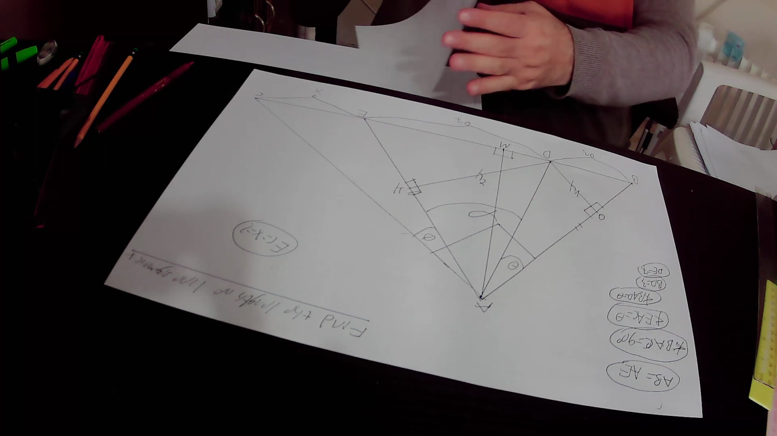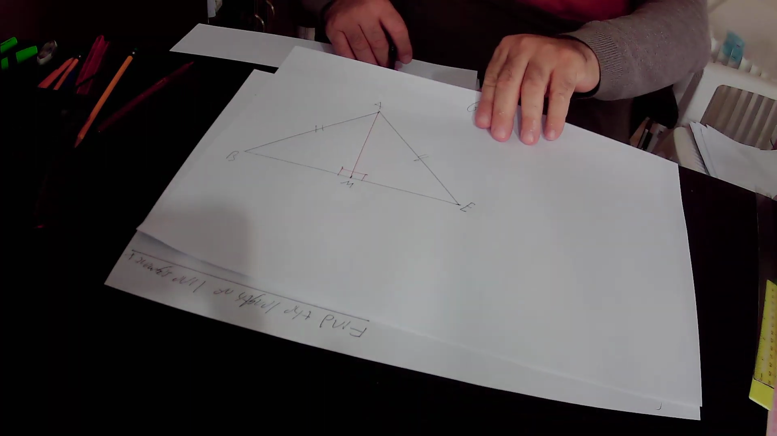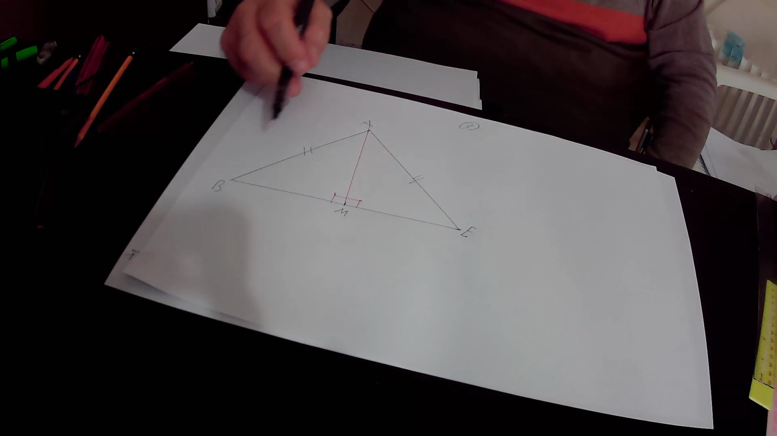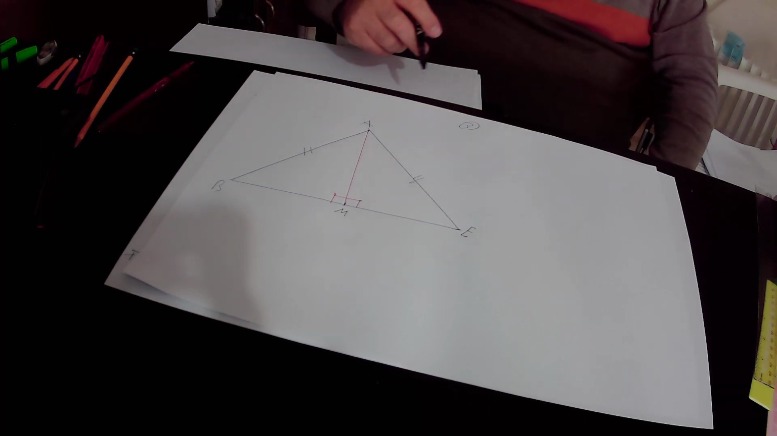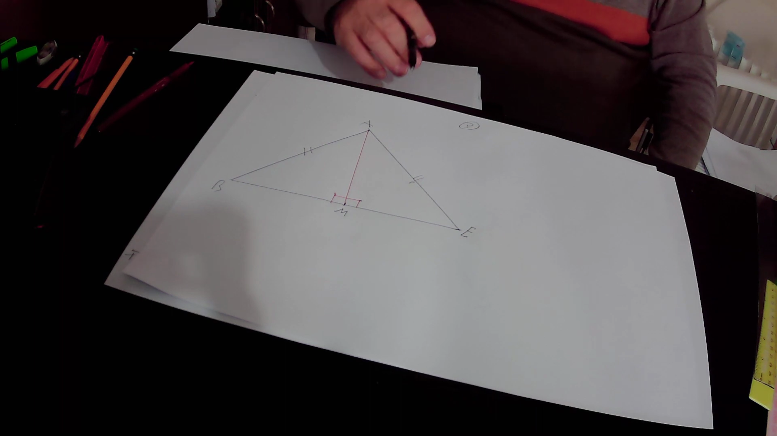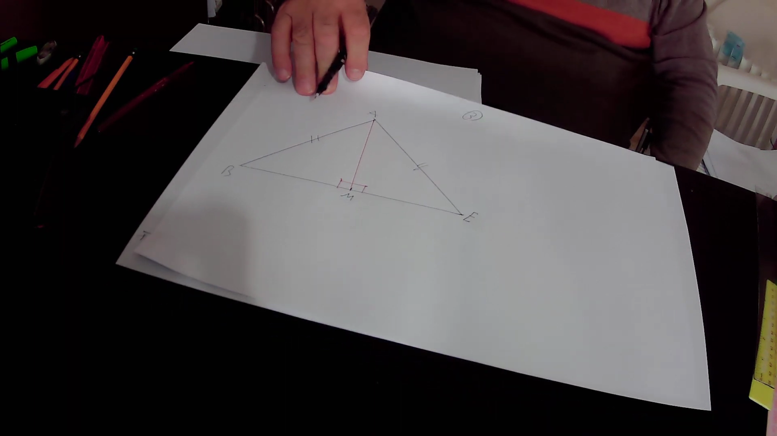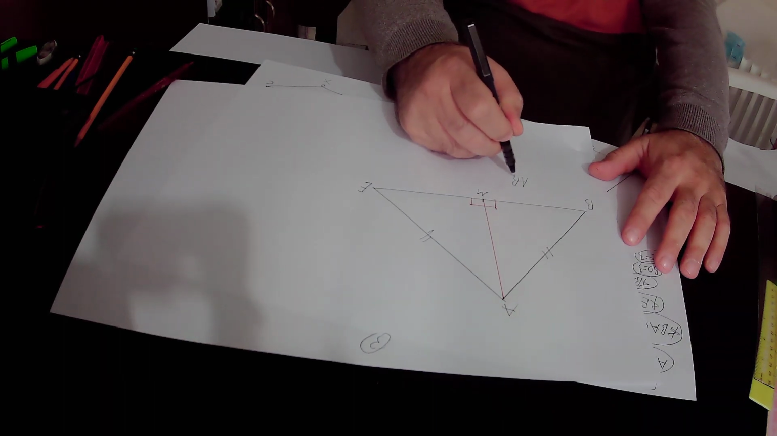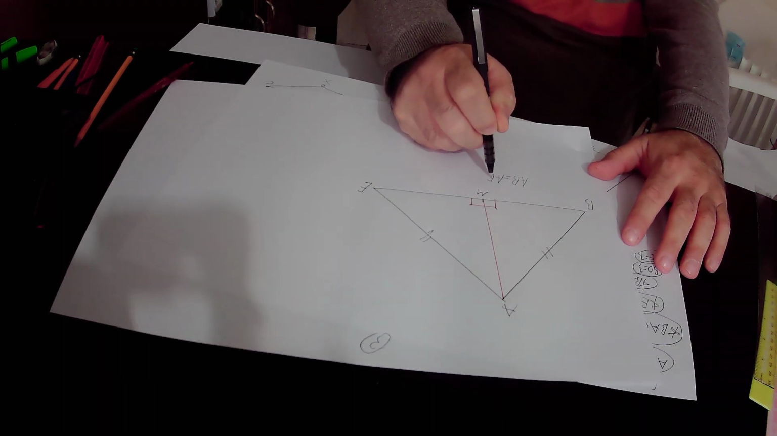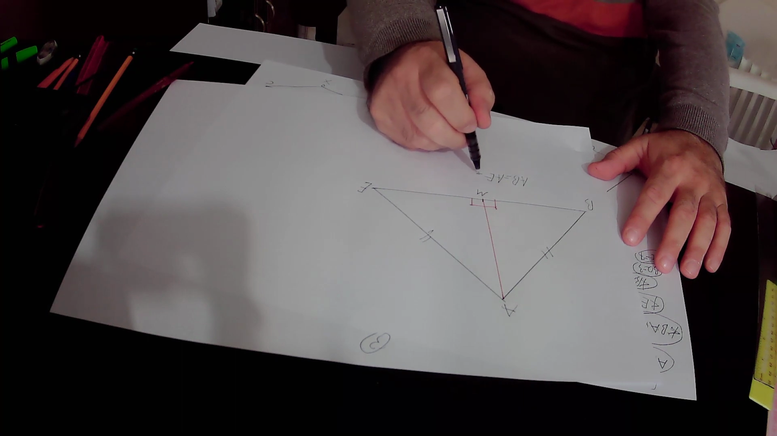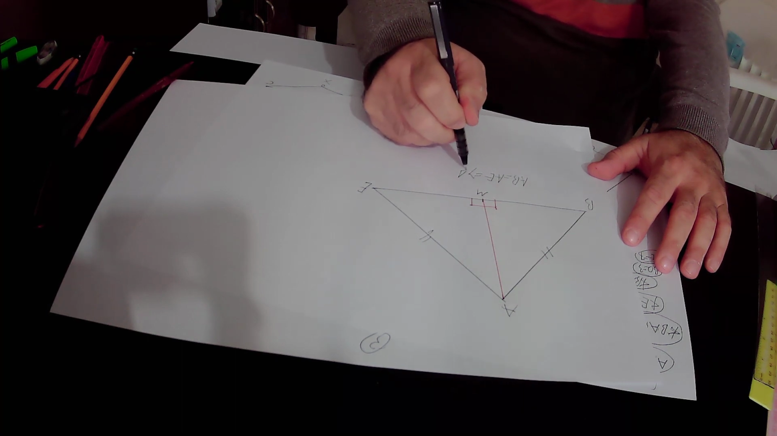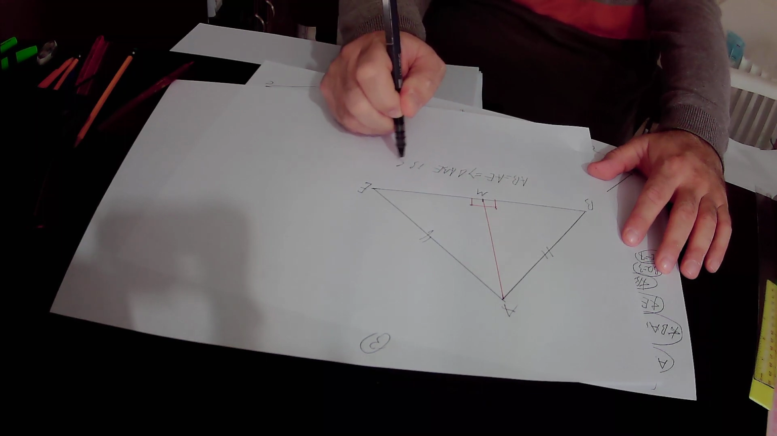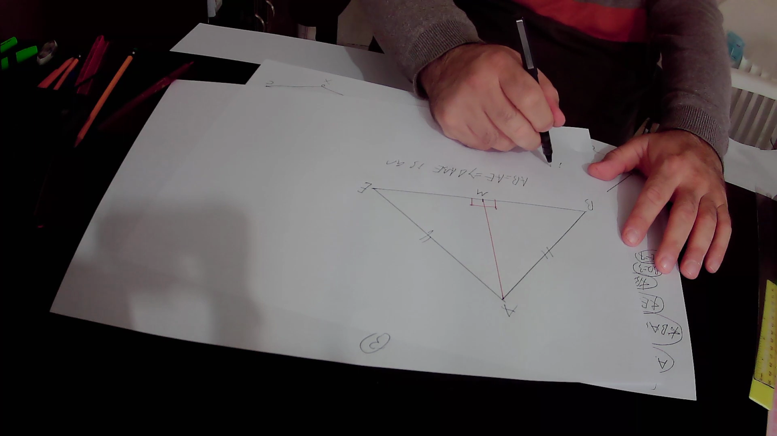So this is triangle ABE. Because side AB is equal to side AE, triangle ABE is an isosceles triangle. I write it down. AB is equal to AE according to what is given us in the question. Therefore, triangle ABE is an isosceles triangle.